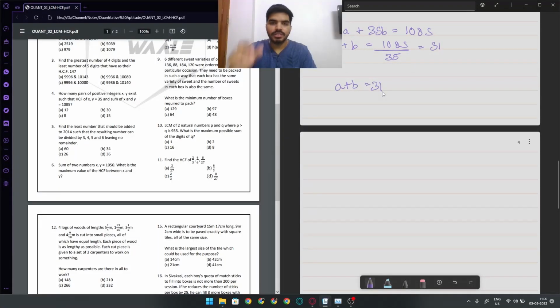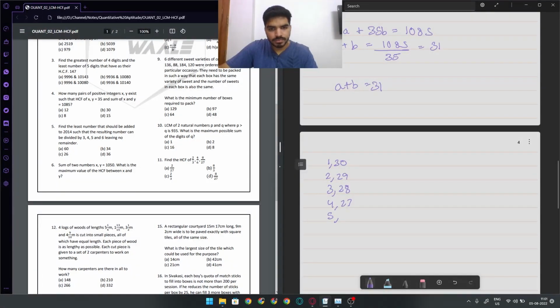A plus B is equal to 31. Now, we have to form the pairs. How many pairs are possible? So, it can be 1, comma 30, they are co-prime. 2, comma 29, co-prime. 3, comma 28, yes, they are co-prime. 4, comma 27, definitely co-prime. 5, comma 26, co-prime.